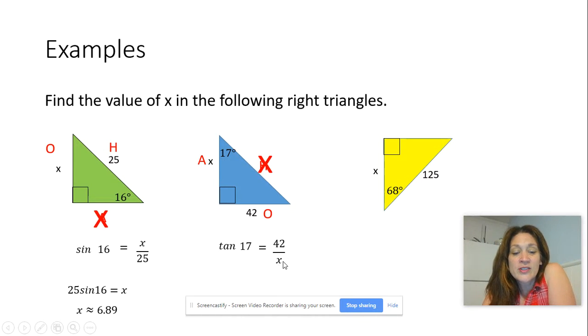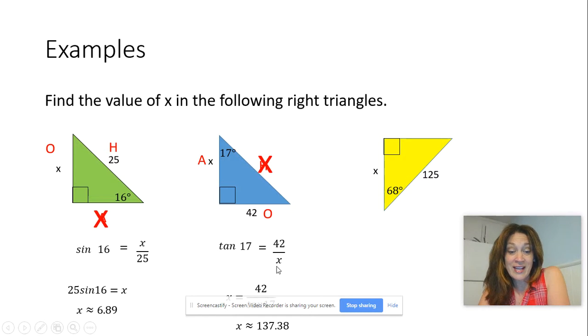Now I want to solve for x, but this time the x is on the denominator. So we could multiply both sides by x to get it right back here on the numerator, and then we could divide by the tan of 17. But how about we do it in one move? We just take the x and the tan of 17 and we just switch the two. And then we're going to have x is equal to 42 divided by the tan of 17.